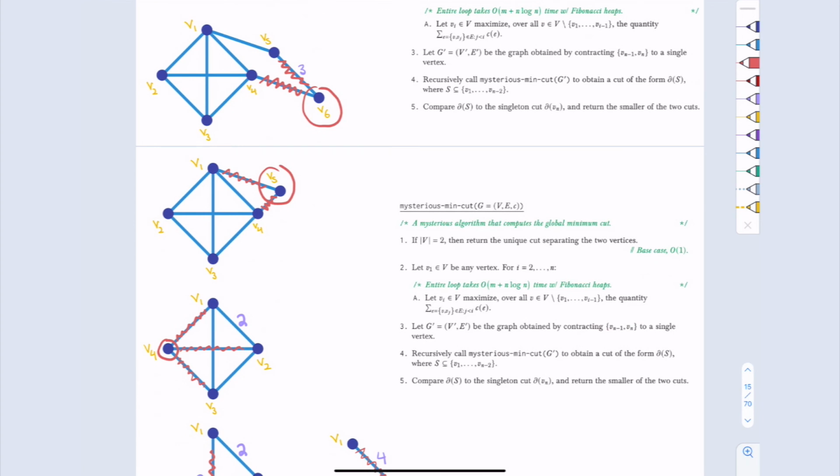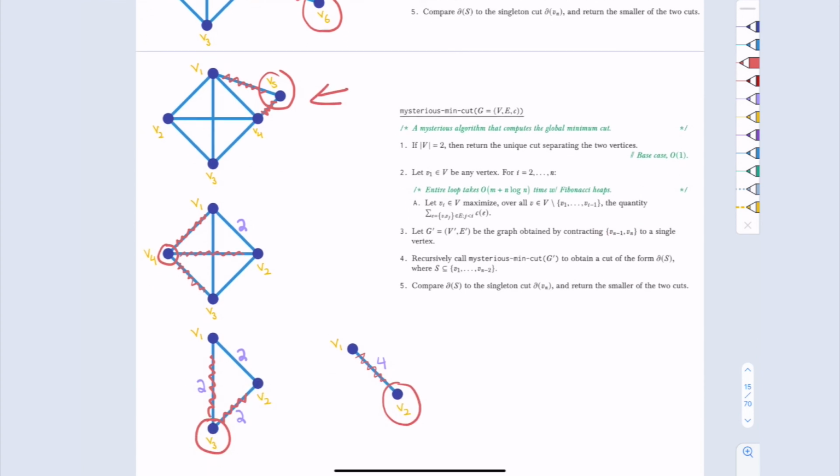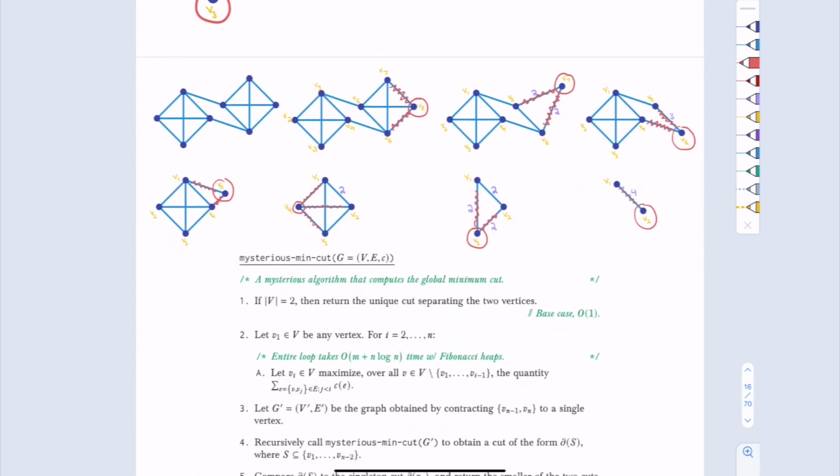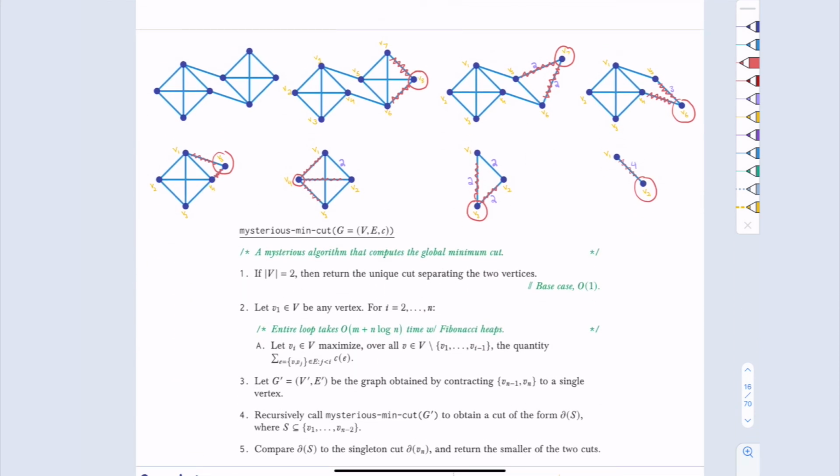Oh, it finds the min cut here, but then it'll keep contracting, and it'll look like this, that, and that. Okay, so keep doing this numbering, keep looking at the last vertex. The whole execution, I guess, would have looked like this. Here I'm going from left to right, top row, then second row.